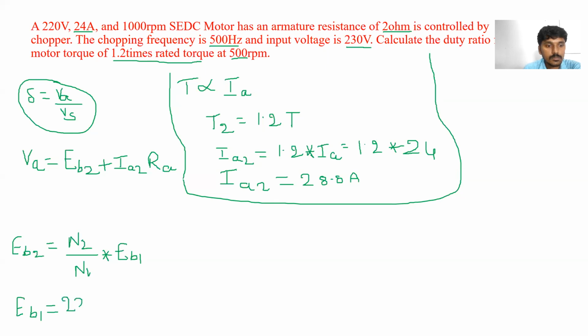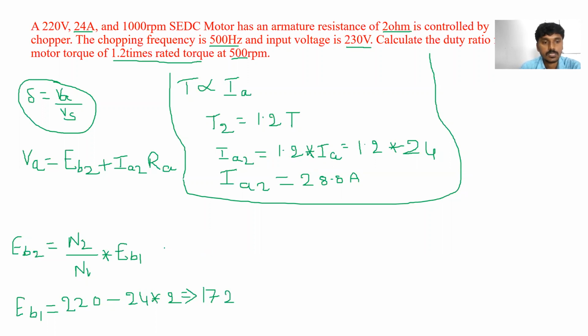So EB1 is equal to 220 minus IA into RA. IA is 24, and what is the value of RA? 2 ohms. So what is the value of this EB1? 220 minus 24 into 2, that is 172. Exactly. 172 volts.